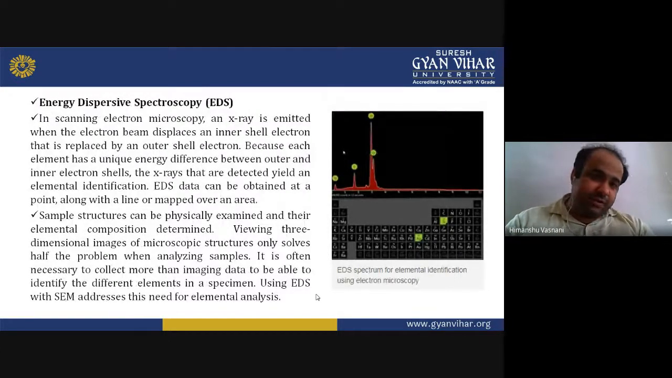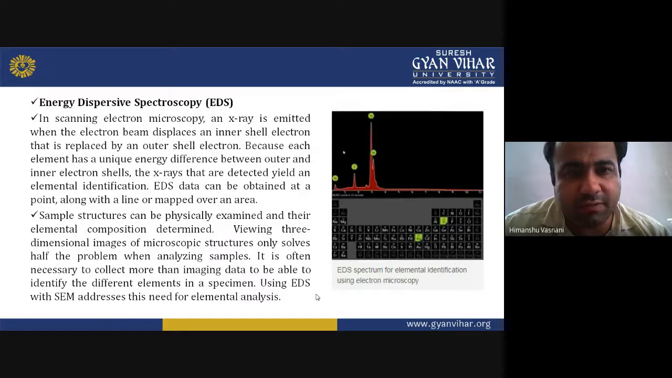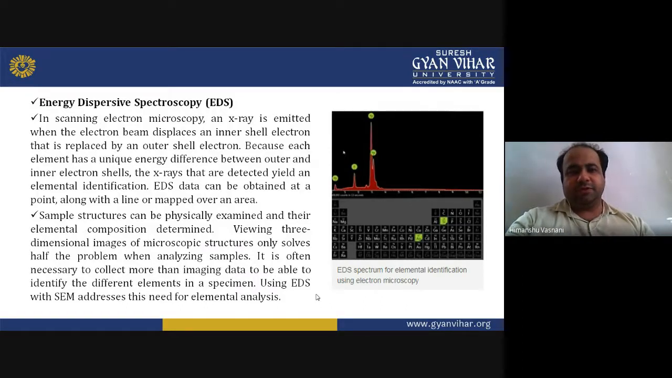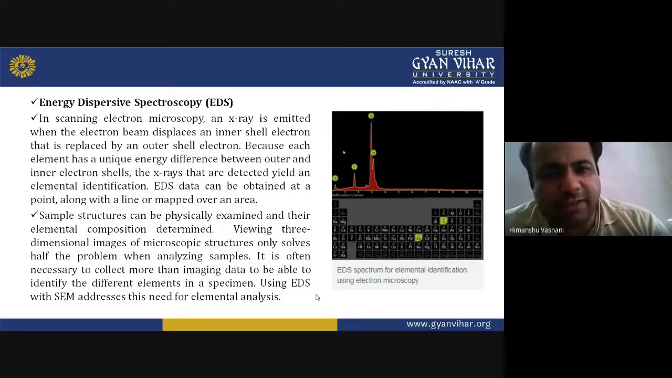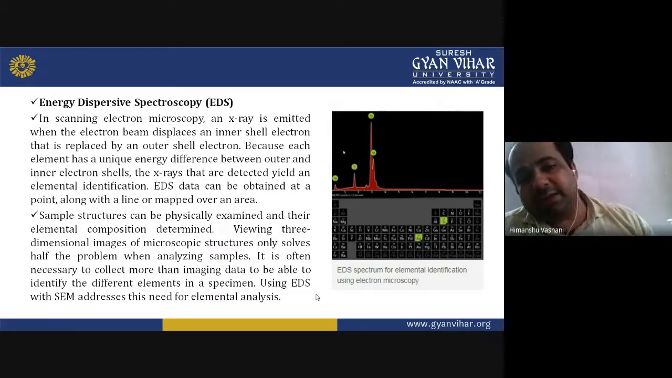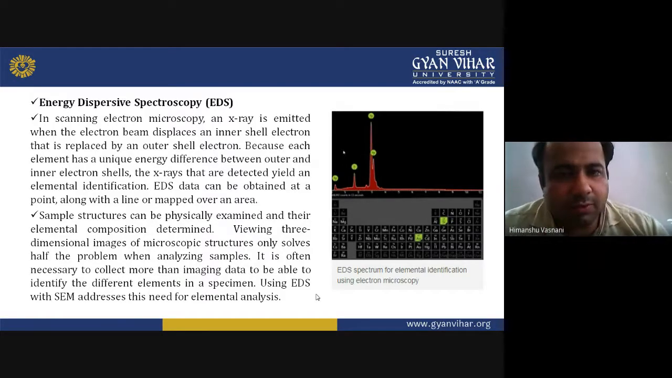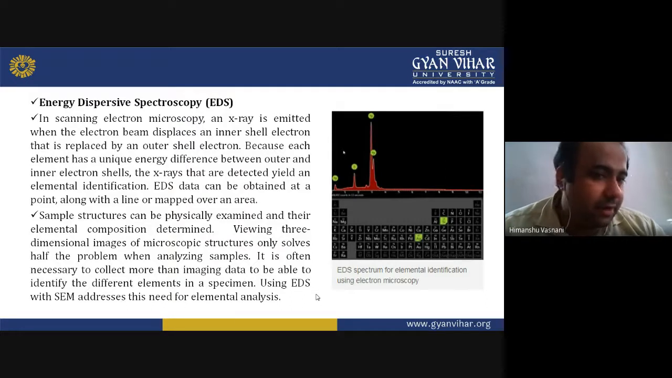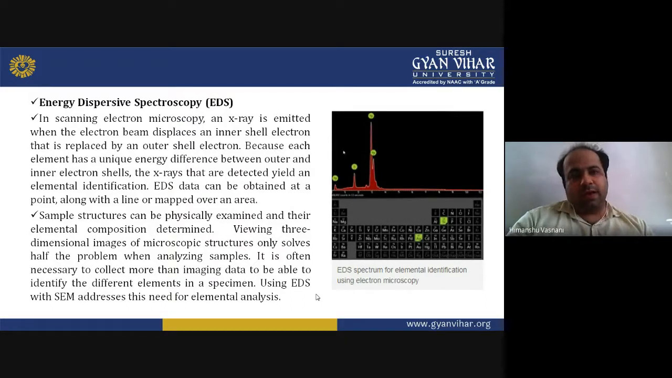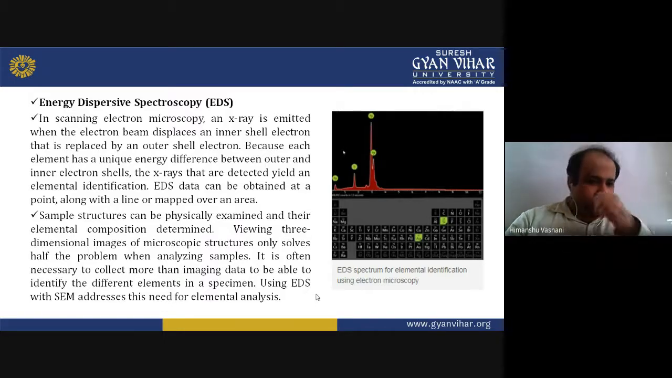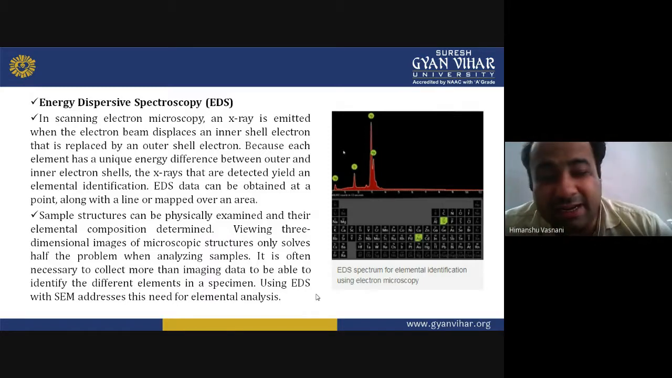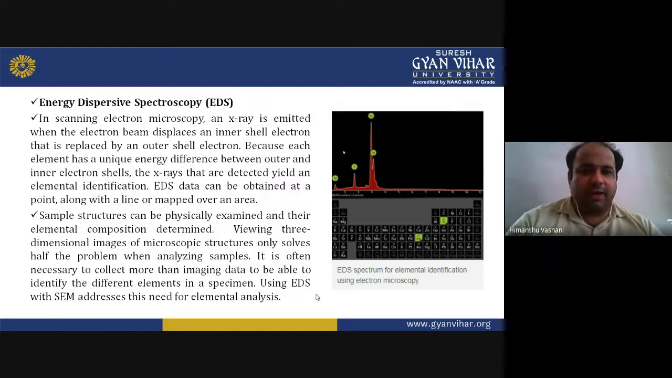Now, let's start with EDS, that is, energy dispersive spectroscopy. Now here, in scanning electron microscopy, an X-ray is emitted when the electron beam displaces an inner shell electron that is replaced by an outer shell electron. Because each element has a unique energy difference between outer and inner electron shells, the X-rays that are detected yield an elemental identification. So EDS data can be obtained at a point, along a line, or mapped over an area.